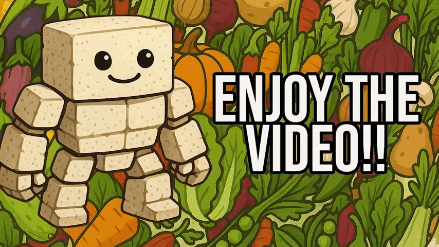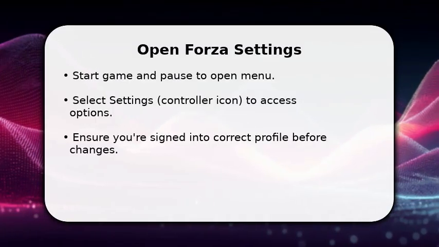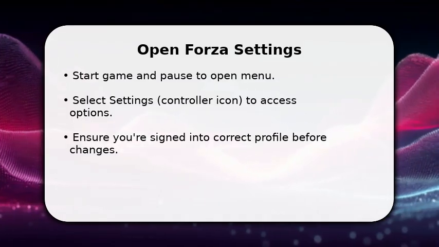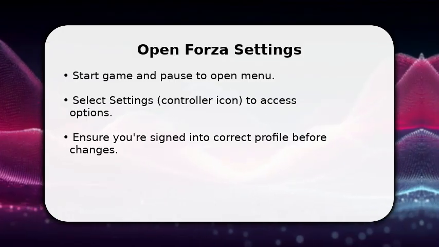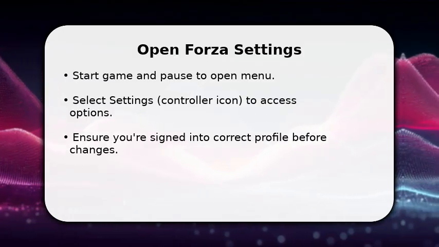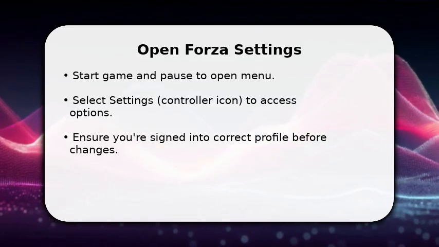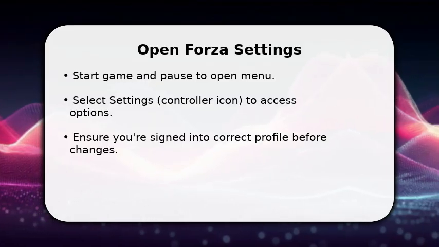Please enjoy the video. You start inside Forza Horizon 5 and immediately press pause to reach the main menu. Open settings from the pause menu so you can change gameplay options. You should be on the correct profile. If you have multiple, pick the one with saved progress, because accessibility settings are profile-specific.